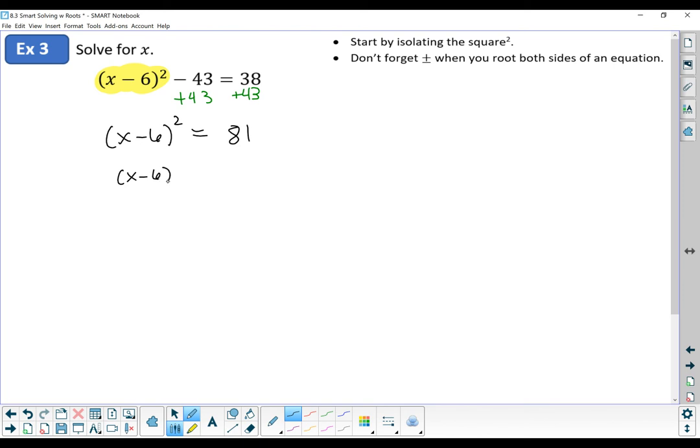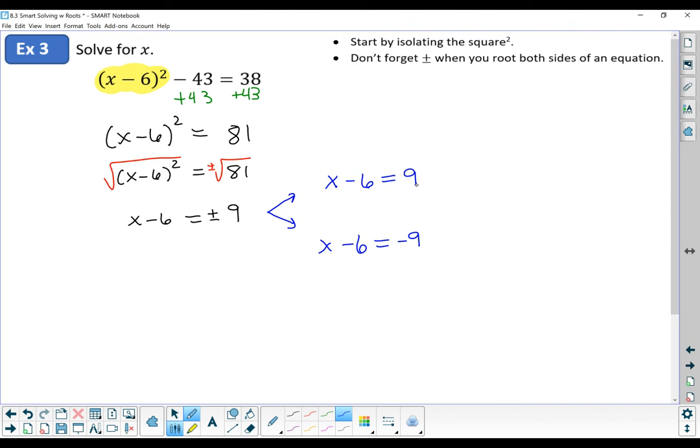So we have our square isolated, so we are ready to apply the square root to both sides of our equation. Don't forget your plus or minus symbol. The square root of x minus 6 squared is just x minus 6, and the square root of 81 is 9. So we have x minus 6 is equal to positive and negative 9. Now we want to keep going, and we need to get that x by itself. I think it's a good idea to split your equation right now into two separate equations. We have x minus 6 is equal to positive 9, and x minus 6 is equal to negative 9.